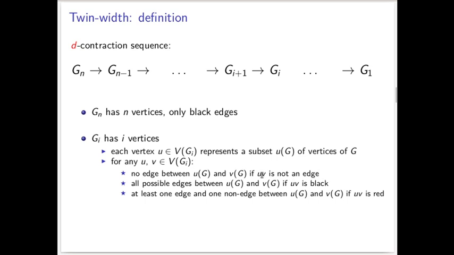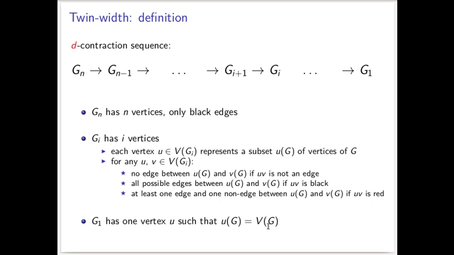If there is no edge between u and v, then there is no edge in G between u of G and v of G. If there is a black edge between u and v, then there are all possible edges between u of G and v of G in G. If there is a red edge between u and v, then there is at least one edge and at least one non-edge between u of G and v of G in G. And finally, at the end, we get G1 having only one vertex u, such that u of G contains all vertices of G.